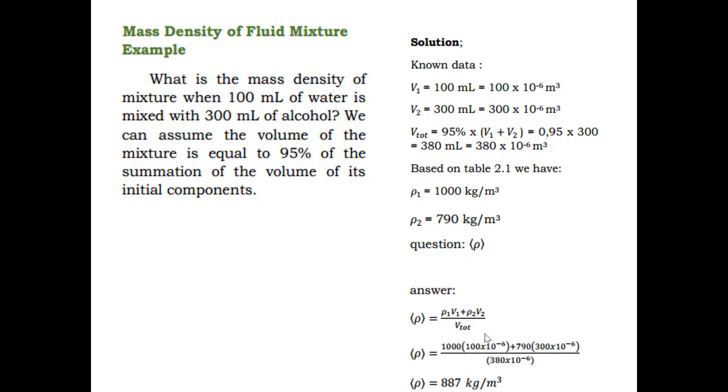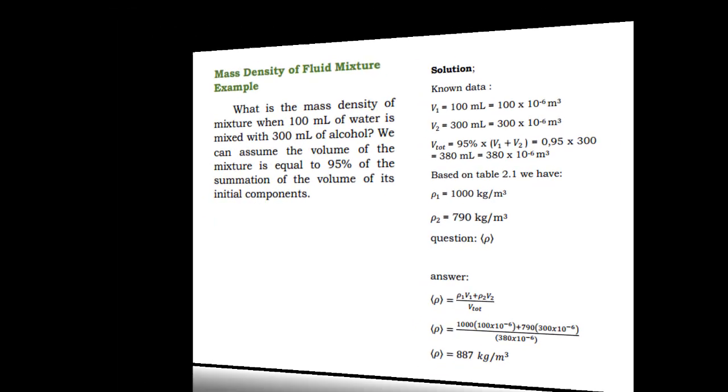You put the formula, put the numbers, and you calculate, and you got the result. That is 887 kilogram per meter cubic. Okay, that's all I think about mass density. Very easy, right? Do you have any question? You can write your question in the comment after this.